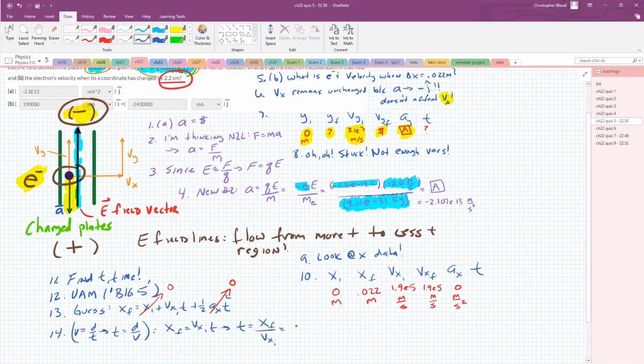So with numbers, X final is 0.022. Again, velocity is distance divided by time, so time is distance divided by velocity. And let's put this in your calculator memory location. Vxi is 1.9 E5 meters per second. Let's put this in calculator memory location B. This is the time, how much time ticks off the clock. 0.022 divided by 1.9 E5. That's not much time. Store alpha B. Let me redo that: what is 0.022 divided by 1.9 E5? Just doing the double check.